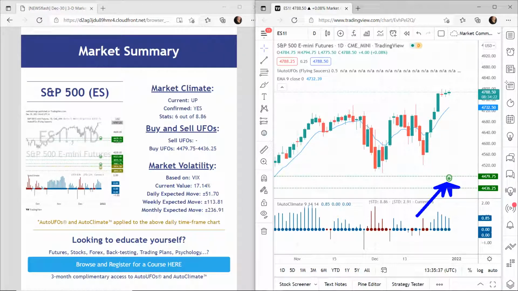Unlikely for them to have a lot of impact soon because price would have to fall quite far before it hit them. No sellers above us. So overall probability there to the upside.